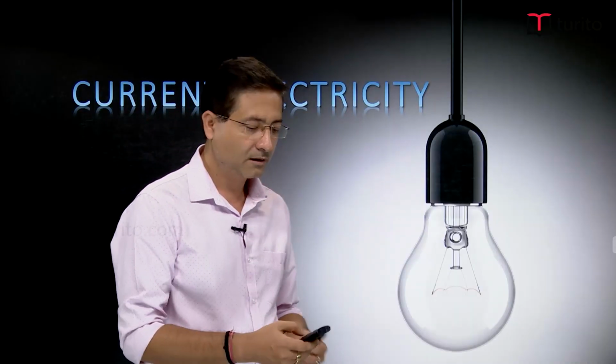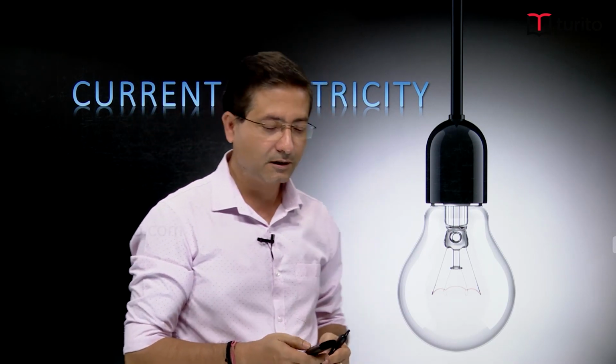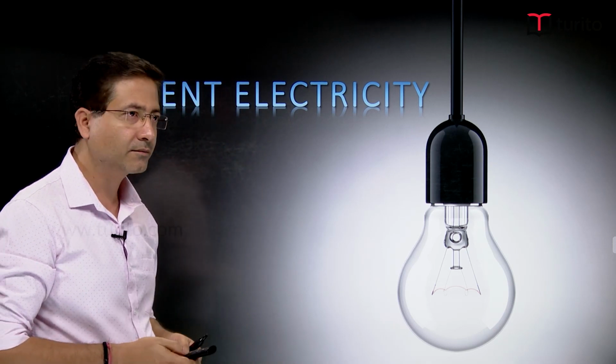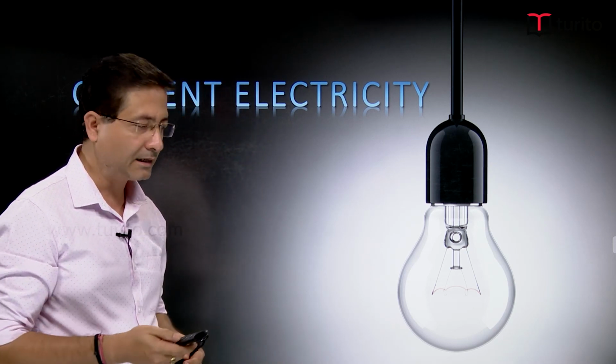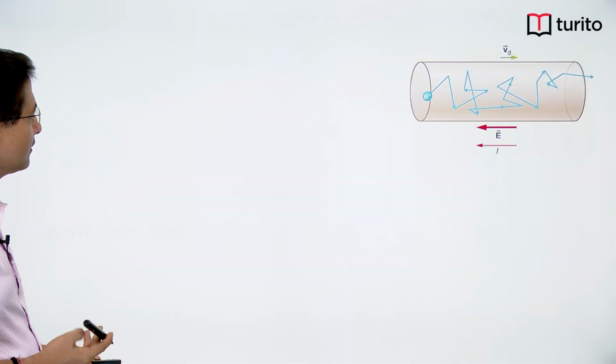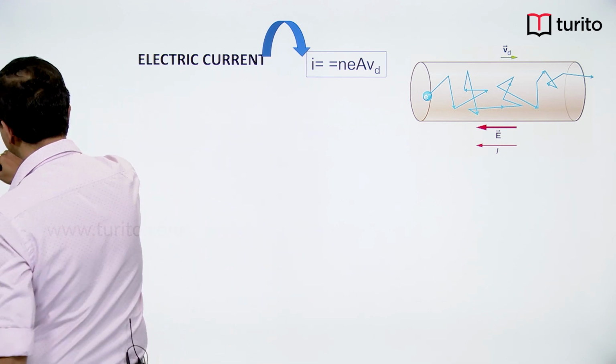So, last class we started the relation between current, drift velocity, current density, field, relaxation time and drift velocity, and field and current density. So, till now we have discussed these relations.